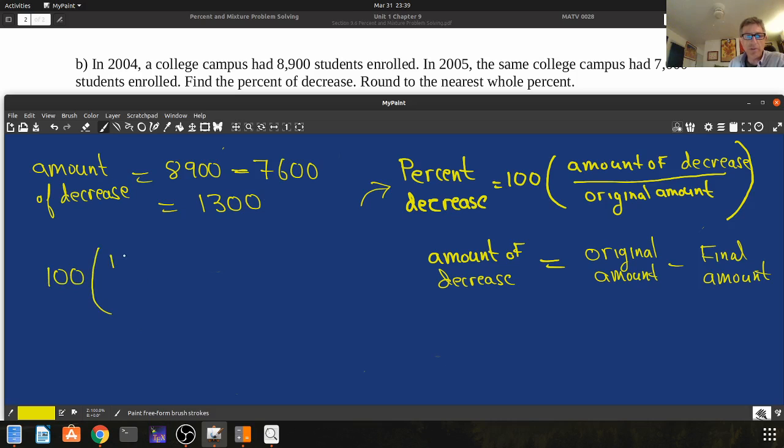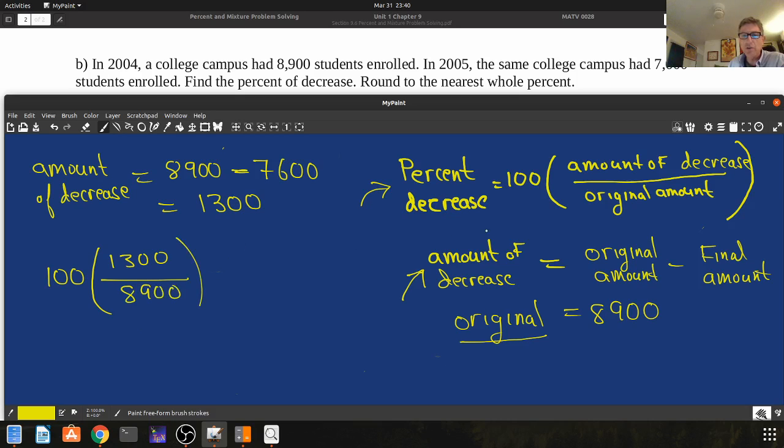So the percentage of decrease, using this formula right here, is 100 times 1,300 divided by our original amount. So it's always good to take note of what our original amount was, because if you forget your original amount, you'll get it wrong. And the original amount was equal to 8,900. And I'm telling you this because that's a very common error I see: you get everything right, but then instead of putting the original amount as the denominator, you put the final amount, and you're going to get it wrong.